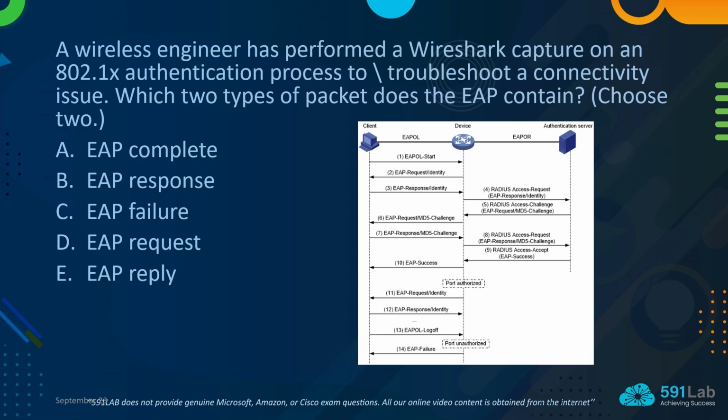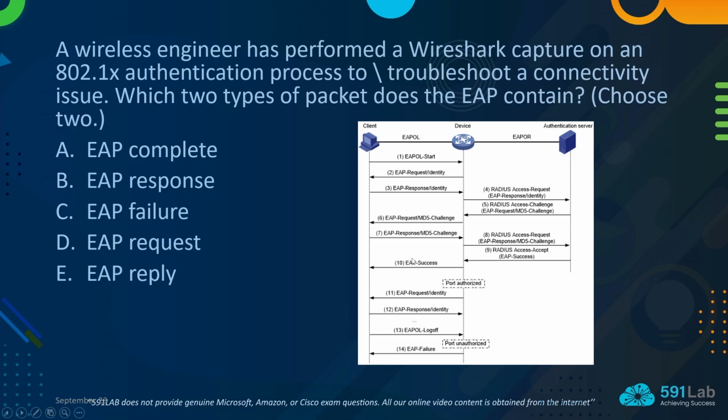Here we might think that we are looking for an EAP failure, but if we want to troubleshoot a connectivity issue, we're going to have to look before the EAP failure. Of course, when we have a failure, it's going to be an EAP failure, no question about it. But we don't look into that packet. We look previous to that packet, what happened before that. So someone might answer that the answer is EAP failure, but that's not the correct answer, as we need to look into what happened before that.